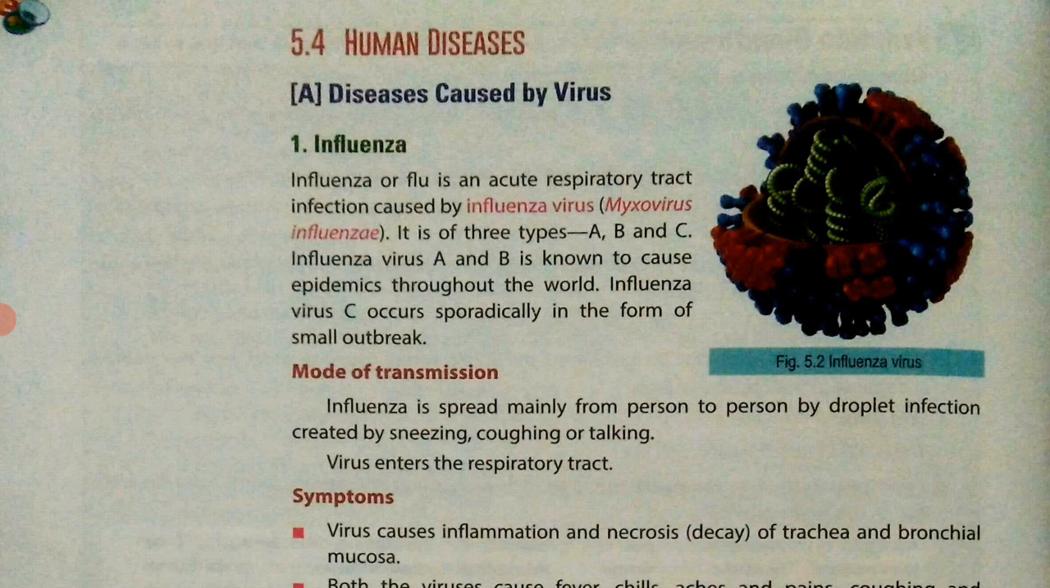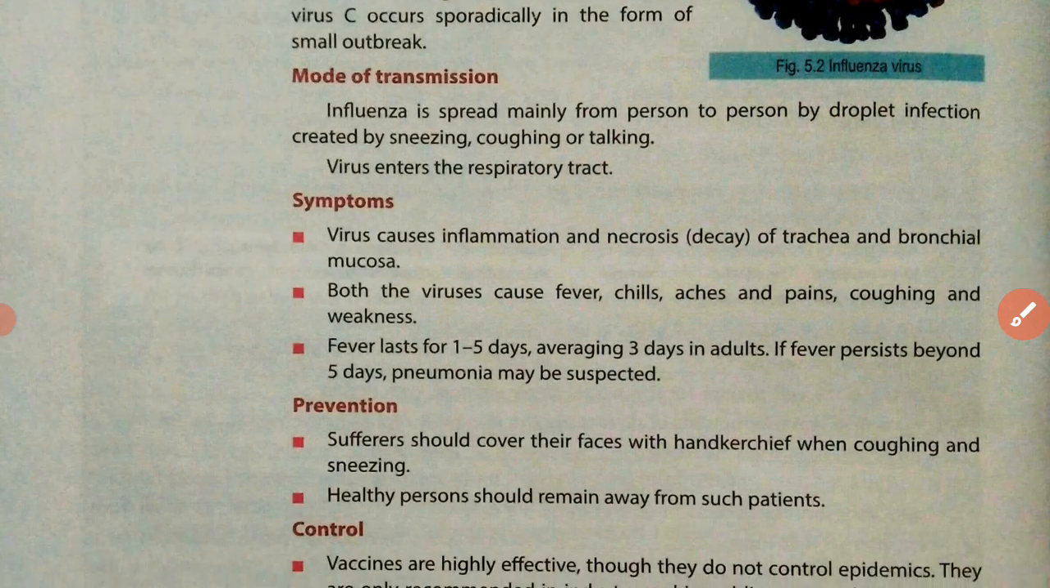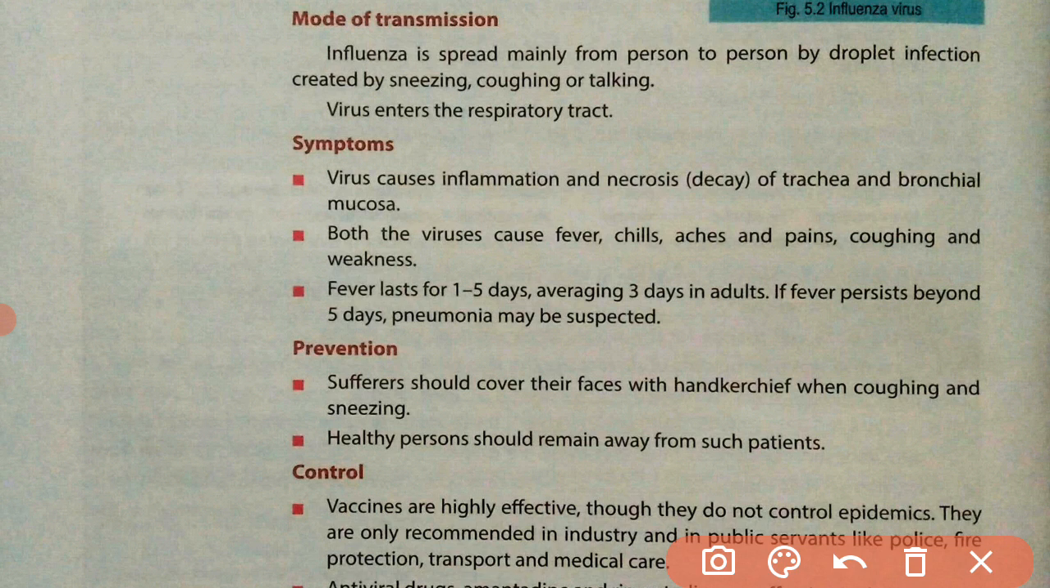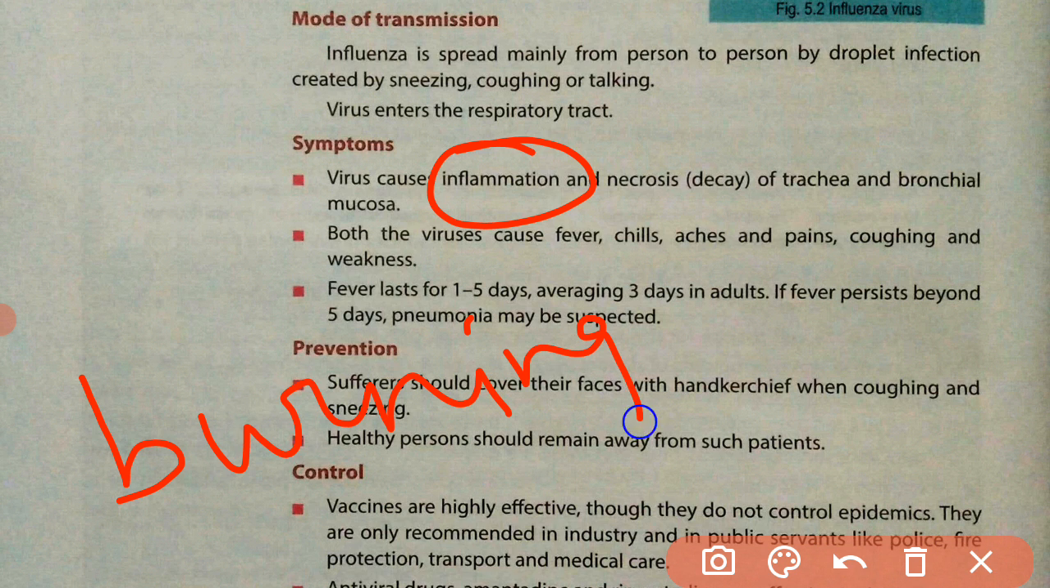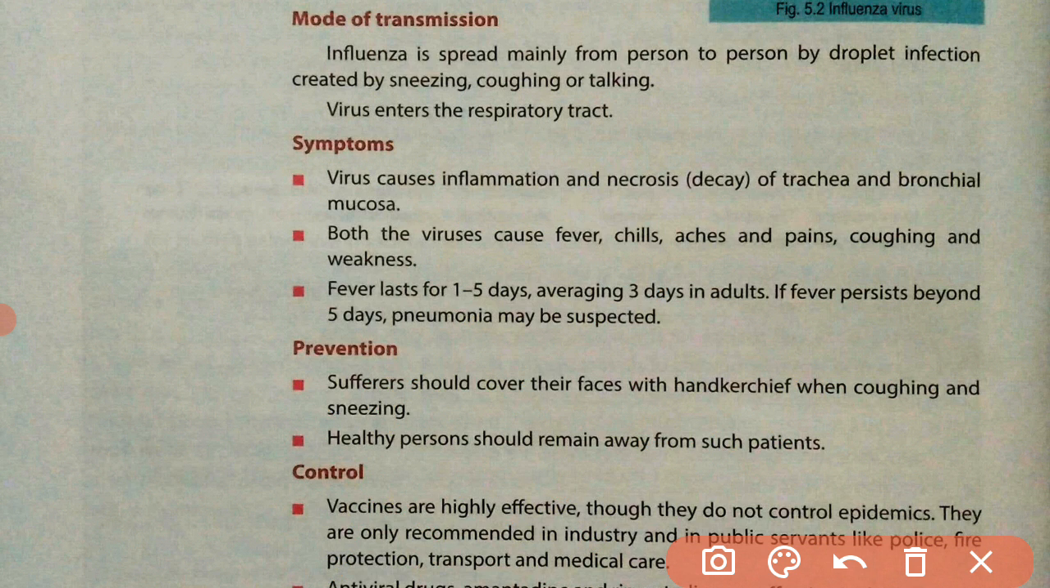Now we will talk about the symptoms. What are the major symptoms we can see in case of influenza? The virus causes inflammation and necrosis in the trachea and in the bronchioles. The influenza virus causes inflammation, which means a burning sensation, as well as necrosis. Necrosis means decaying of the tissues and cells. They cause inflammation and decay in the trachea and in the bronchioles.